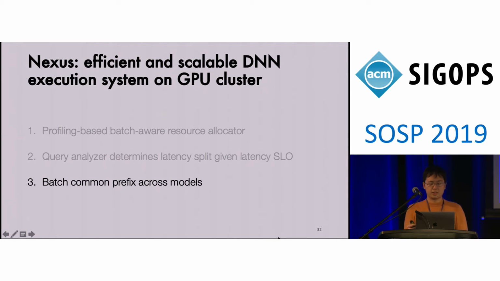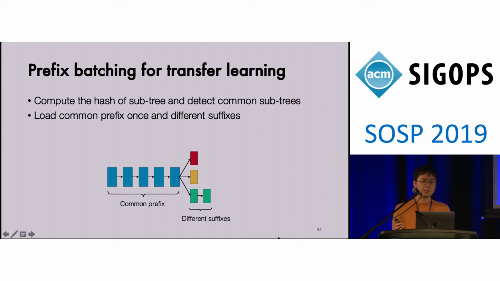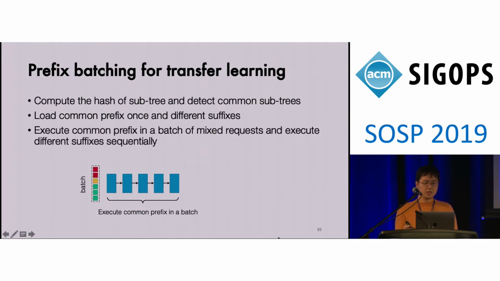Okay, now let's talk about how Nexus batches across models. So Nexus computes the hash of subtrees of all models in the database and then detects common subtrees between two models by matching their hashes. For example, these three models share the common prefix of 5 layers. Now during runtime, the common prefix part is only loaded into memory once, and then different suffixes are loaded separately in order to save memory on the GPU. And during execution, after we get a batch of mixed requests to these models, we execute the common prefix in a batch and get the intermediate result. And then we execute the different suffixes sequentially.